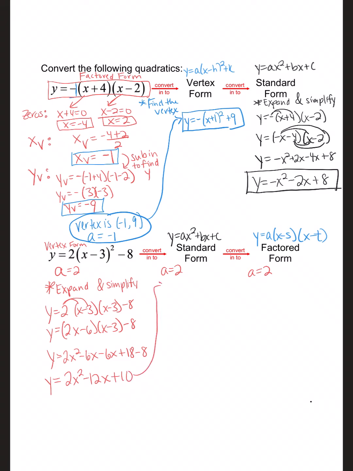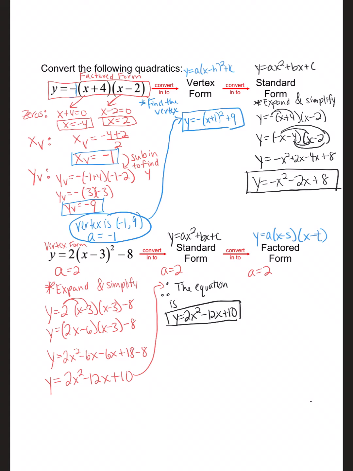So I'm just going to come up here and we're going to write that that's going to be our standard form. So therefore, the equation is y equals 2x squared minus 12x plus 10. So now we've got it in standard form.